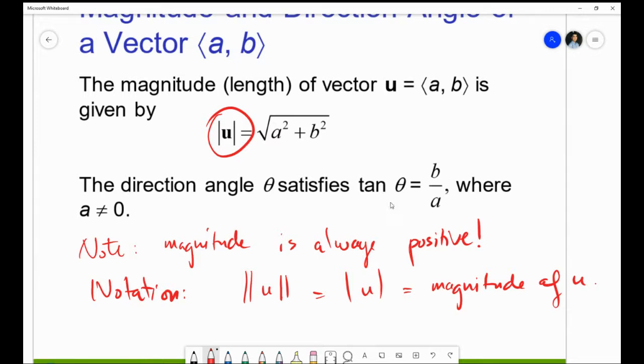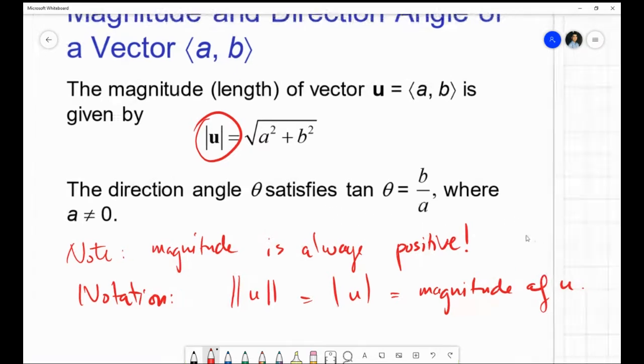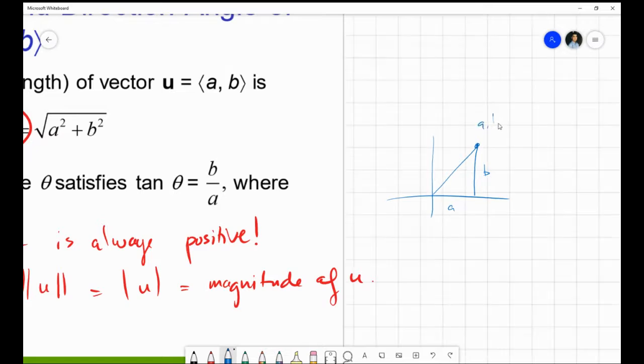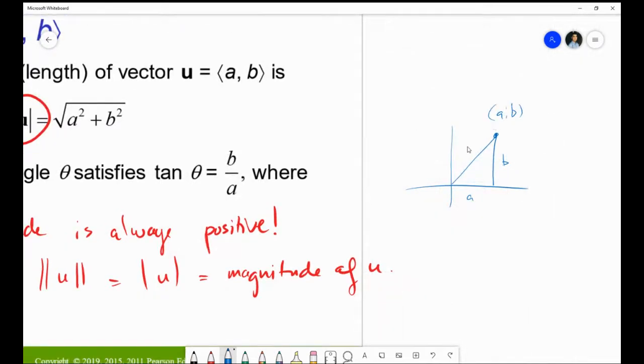So the direction angle says 5. So if you look at an angle in standard position, okay, if I know that this is B or A, okay, so this is the point XY or AB, okay, then the magnitude of u is equal to the square root of A squared plus B squared, which you see here. And the angle theta, we can use opposite over adjacent, which is tangent. So tangent theta is equal to b over a, which they got here.